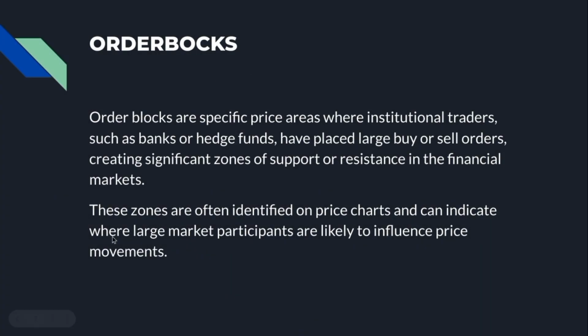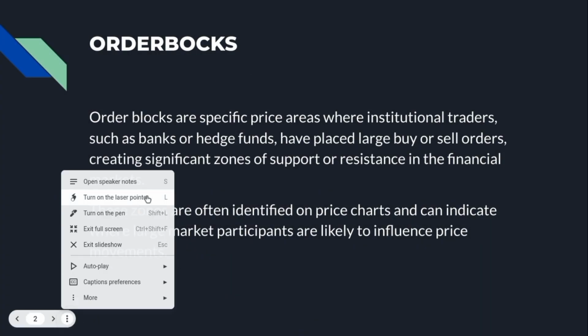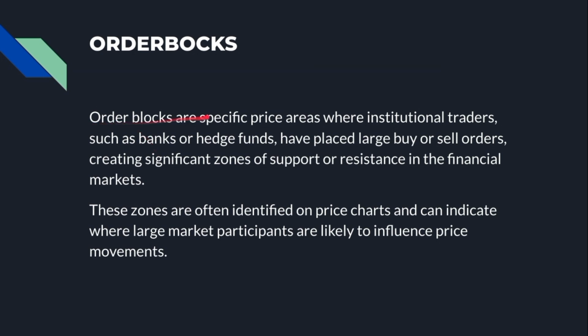Okay, so as we know, what are order blocks, right? Order blocks are specific price areas where institutional traders, such as banks or hedge funds, have placed large buy or sell orders, creating significant zones of support or resistance in the financial markets, right?